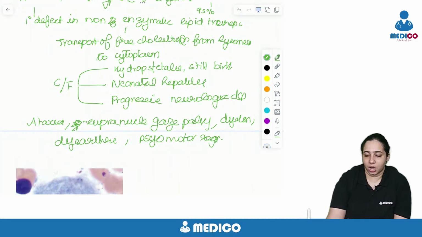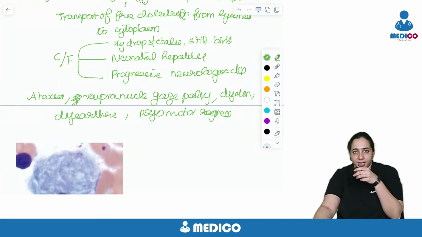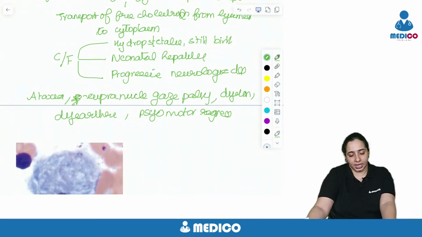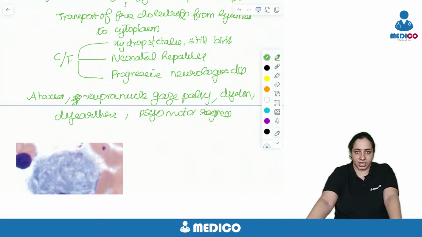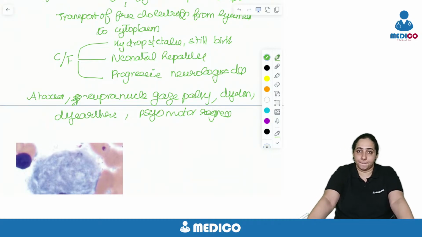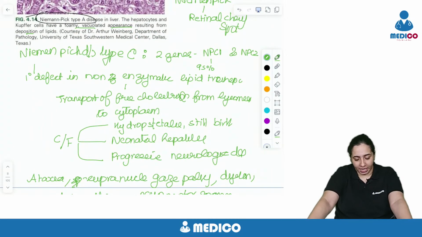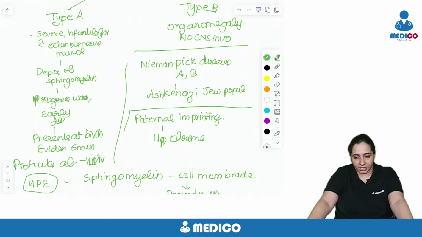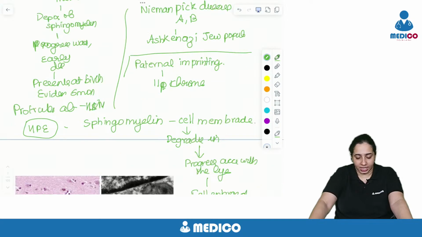Okay, so now I hope you understand what is meant by Niemann-Pick disease. So Niemann-Pick disease A and B, commonly seen in Ashkenazi Jews. Then paternal imprinting is there. It is seen in chromosome 11. So here it has two types, type A and type B. And type A is a severe infantile form, and type B presents with organomegaly and no CNS involvement.